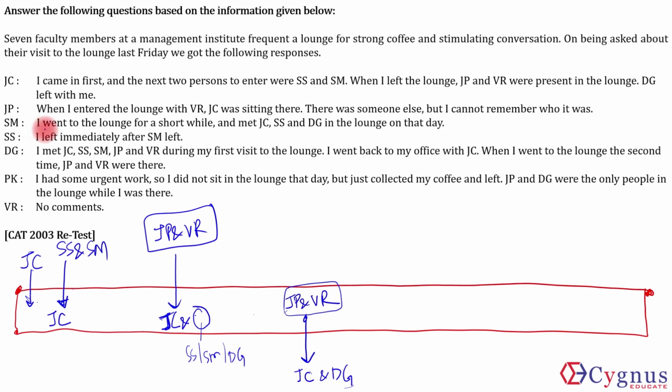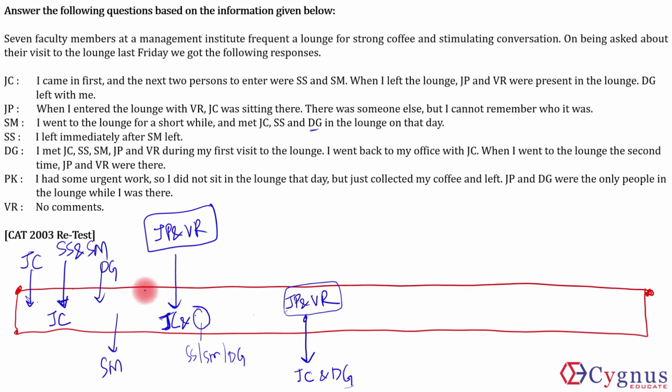Next is SM. I went to the lounge for a short while and met JC, SS and DG in the lounge on that day. Okay, so SM went in. SM met JC and SS. JC was already there, and he met SS also because he came along with SS. And he met DG also. That means before SM left, DG also came in.